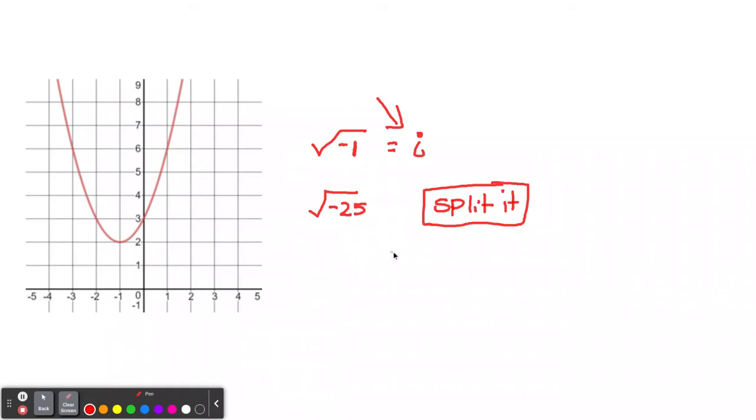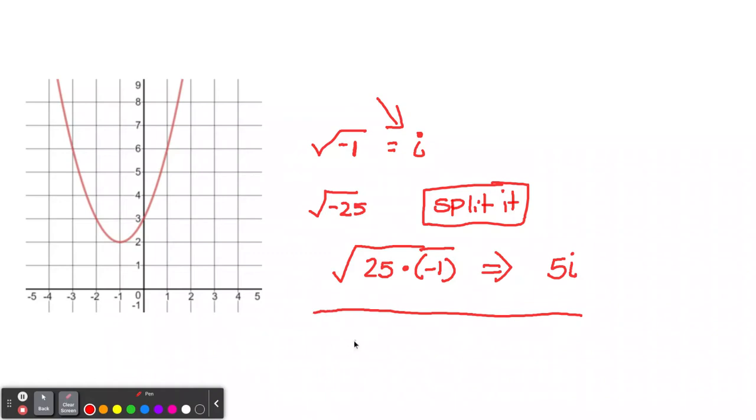So with the square root of negative 25, we can split it up. We can have it as the square root of 25 times the square root of negative 1. We're splitting it apart. We know that 25 times negative 1 is negative 25. All right. Now, let me make a little arrow here. So if I split it apart, we know that the square root of 25 is 5. And you remember the square root of negative 1 is I. So there it is. There's our answer, 5I.